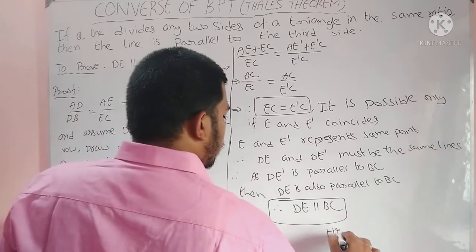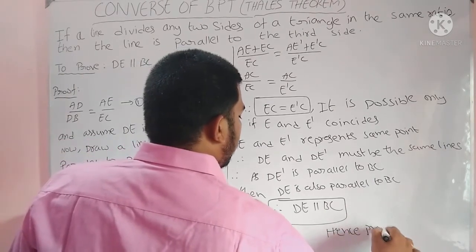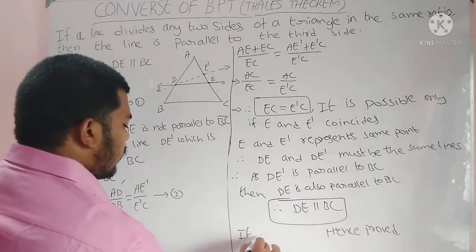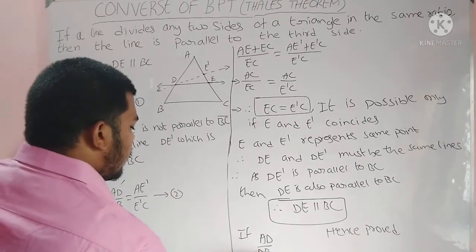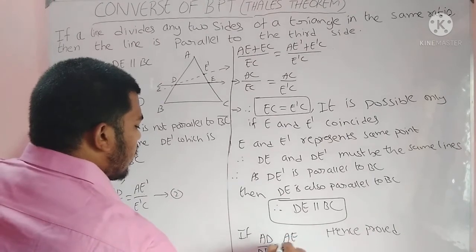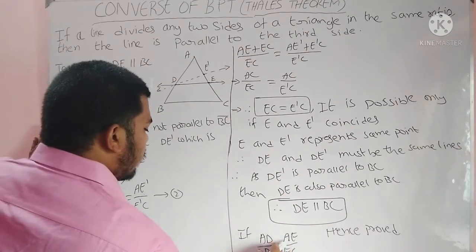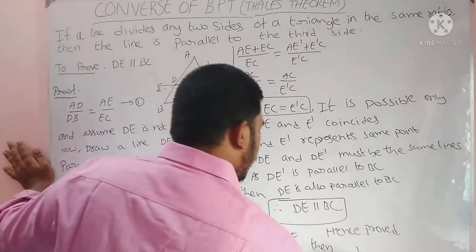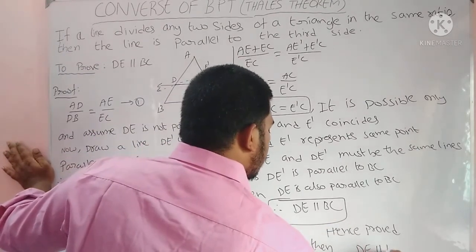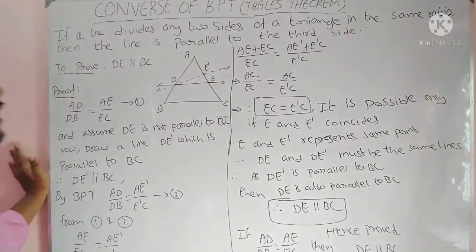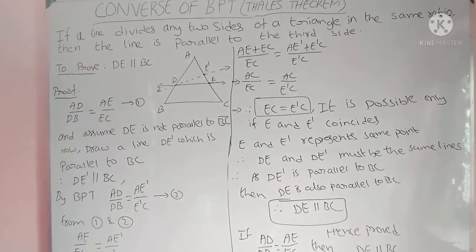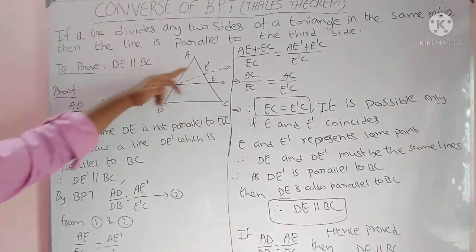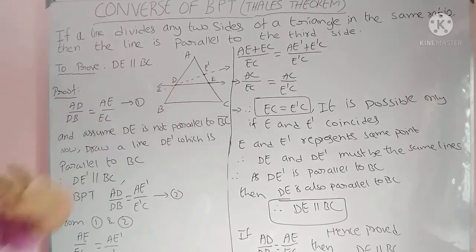Hence proved. Once again, telling the statement: if AD by DB is equal to AE by EC, then definitely DE is parallel to BC. So this is the converse of BPT. If a line divides two sides in the same ratio, then the line is parallel to the third side.